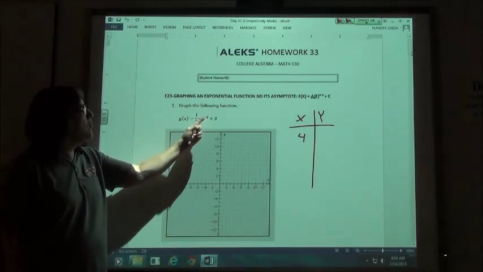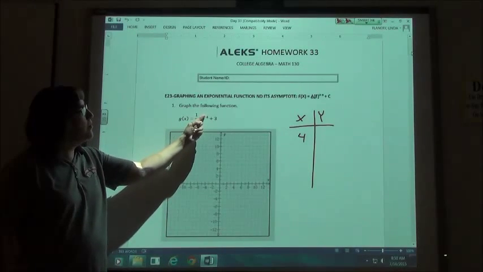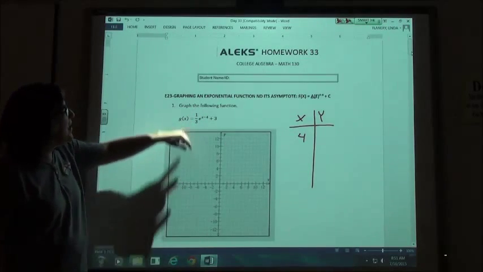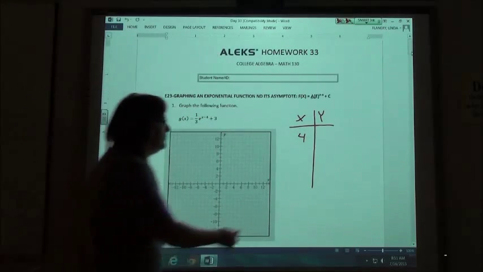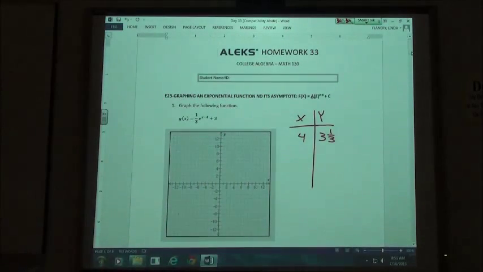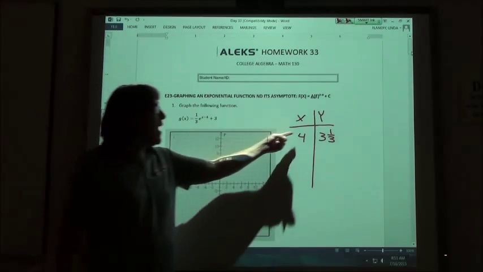So we're going to evaluate and find the point where we have e to the 0 power. So 4 minus 4 would give us 0. E to the 0 power is going to equal 1. 1 times 1/3 obviously is 1/3. Then 1/3 plus 3 is 3 and 1/3. We're only going to do one other point, and that one other point will just be the next number higher than what we have here.